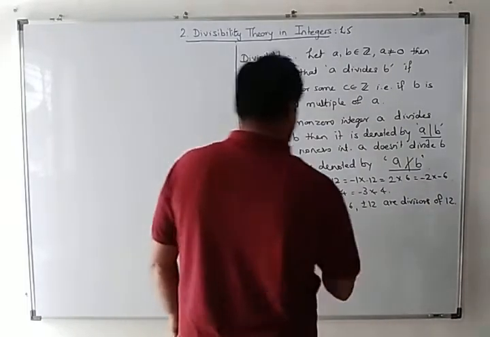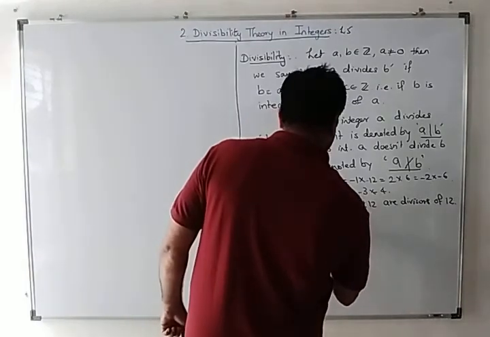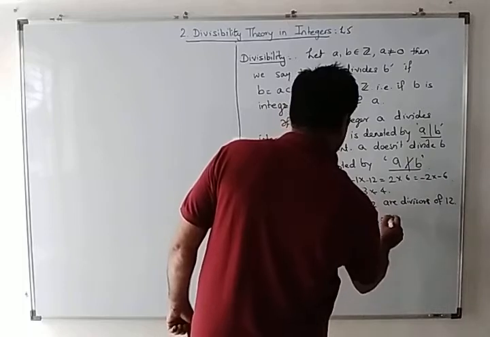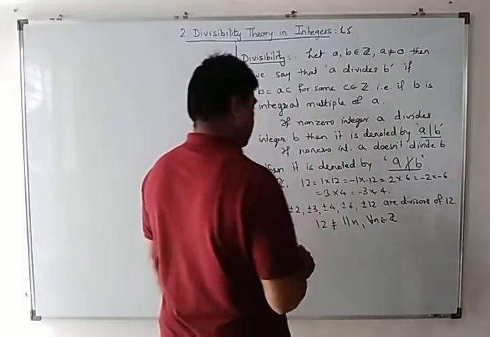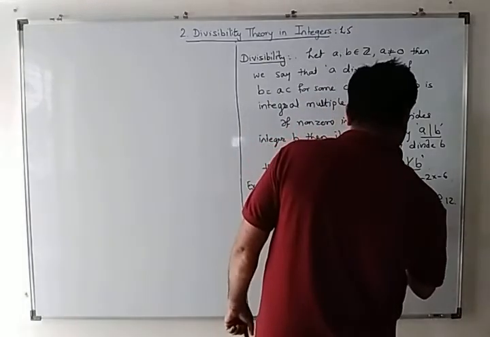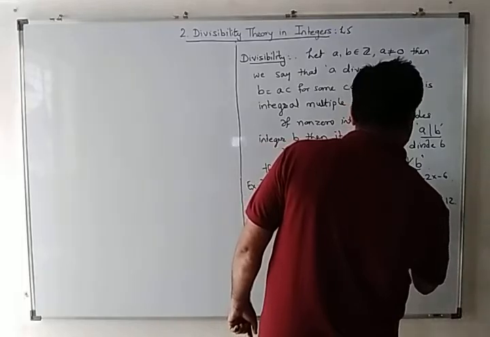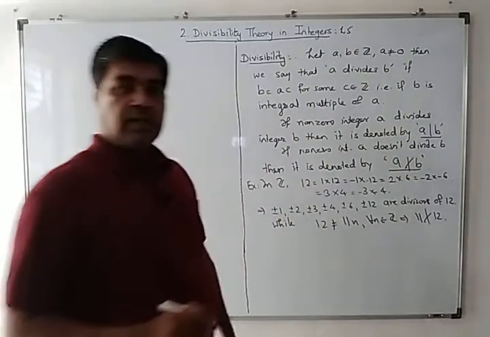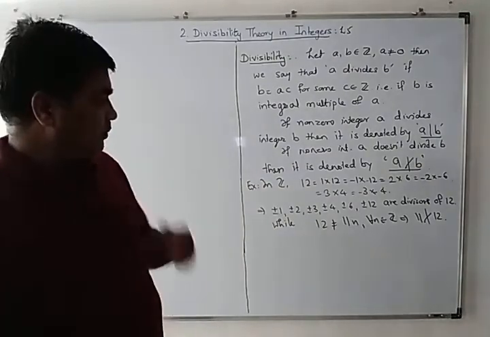While 12 is not equal to 11 n for every n belonging to Z. This implies 11 doesn't divide 12. 11 doesn't divide 12. Okay.